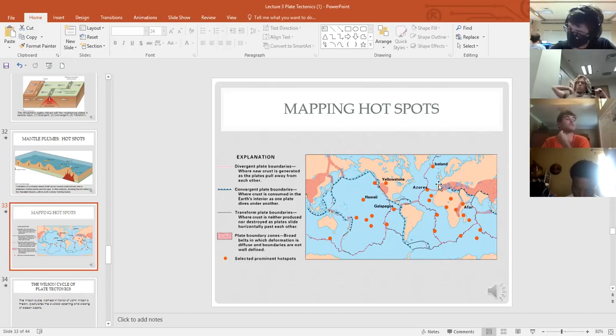Iceland's a hotspot. Here's some intraplate right on continents, but really much more common at plate margins and in the ocean. Of course, 70% of our planet's covered with ocean, so it stands to reason that the prominent hotspots would be oceanic as well.